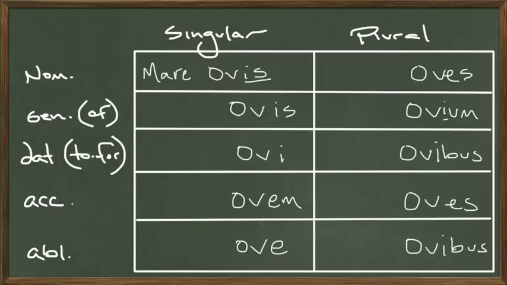So we have mare, and of course, as I told you before, whatever happens in the nominative with a neuter noun happens in the accusative. So we have mare, mare, okay? And then when we want to say of the sea, maris, no change here. We still have that is ending. If we want to give something to the sea, mari, no change there. We still have that I ending.